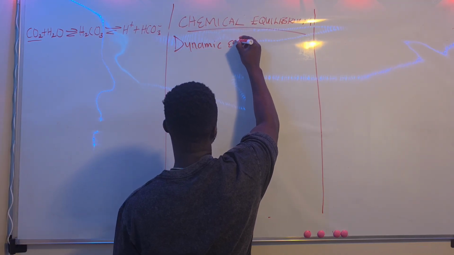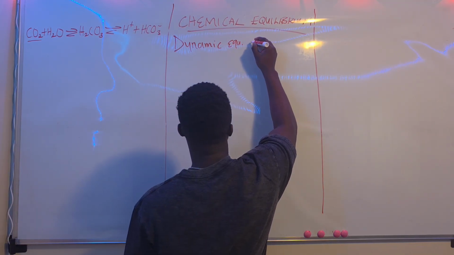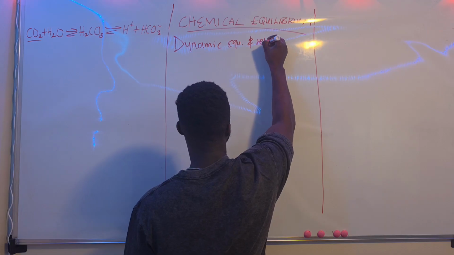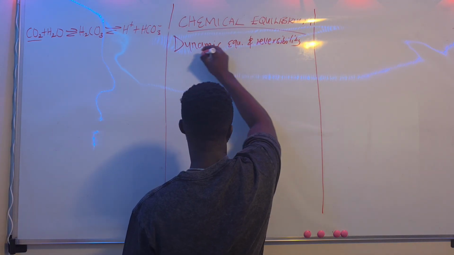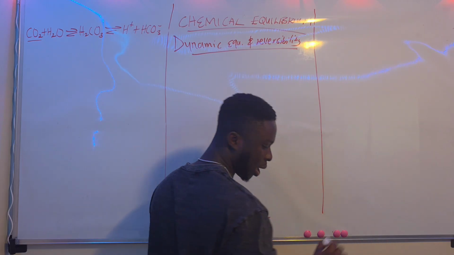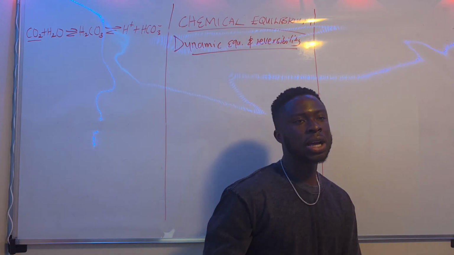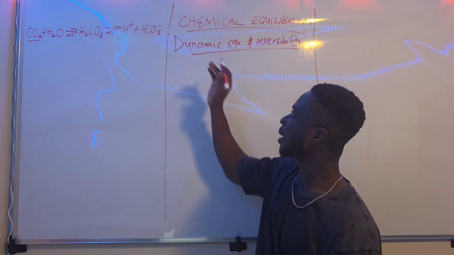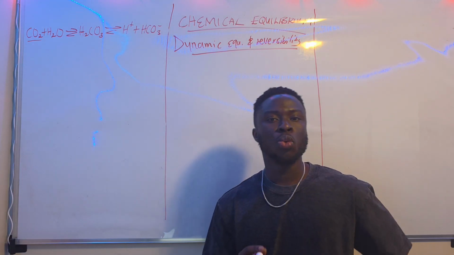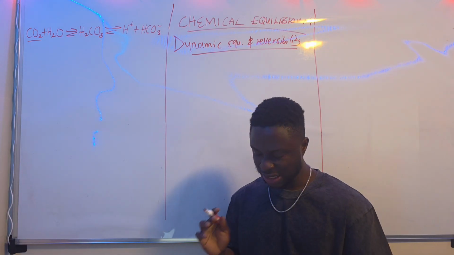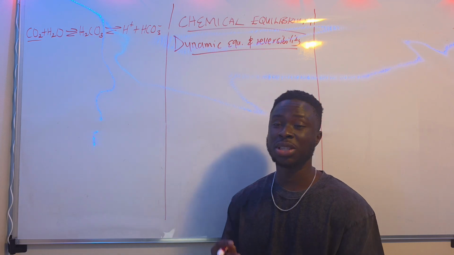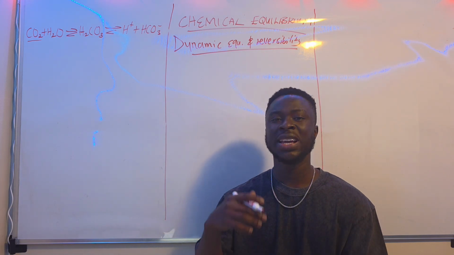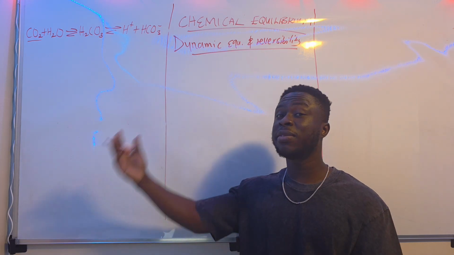dynamic equilibrium and reversibility. Now, when we talk about dynamic equilibrium, what we are saying is that the concentration of your reactants and the concentration of your products will be in a dynamic equivalence.